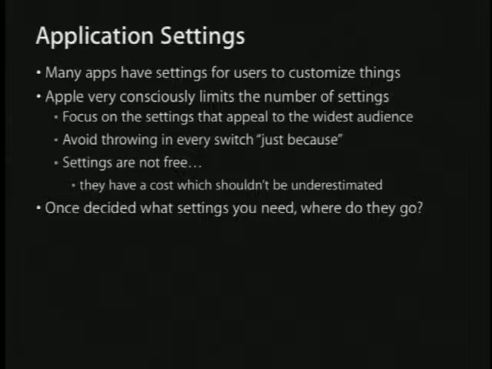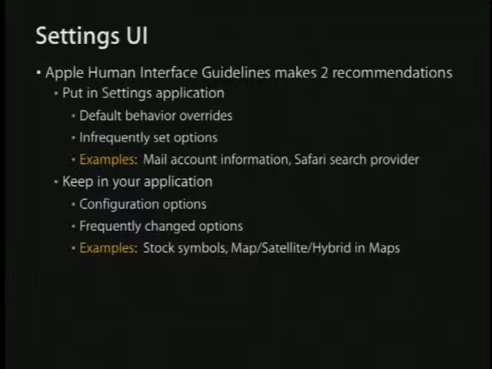Well, how do you build these? There are two ways to go about putting settings in your app. Number one is to put it in the settings app. These are default behavior overrides, and they're things that you don't want your users changing that often. In fact, they probably have some preference of the way it's going to behave. They'll want to set it up once and leave it that way. Again, examples are mail account information. I'm not going to change my mail accounts frequently. And Safari search: do you want Yahoo or do you want Google? You choose once, and it's that way until you decide sometime down the road you want to change your mind.